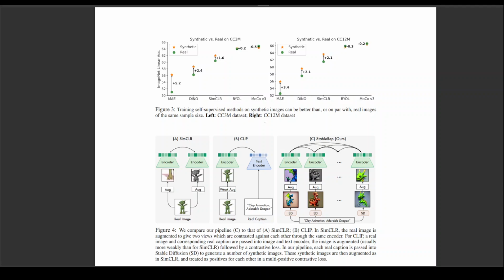The results were really cool. For example, on FGVC Aircraft, with 10,000 images of 100 different aircraft, by the way, StableRep achieved 57.6% accuracy, while the competing model CLIP, pre-trained on generated images, scored only 53.5%.